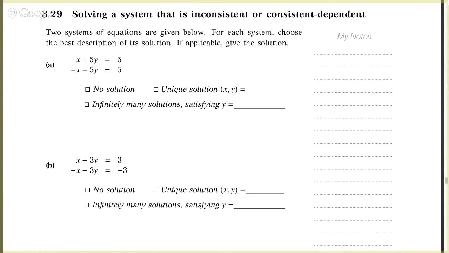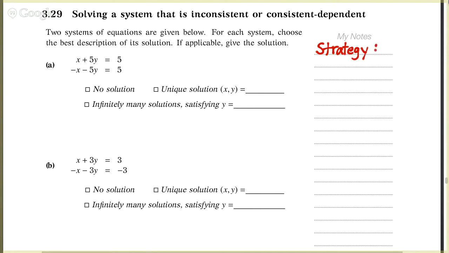So here the statement of the problem is sort of cluing us in that there may be some weird things going on. It's saying solving a system that is inconsistent or consistent dependent. But of course, we're not always going to know that a system is one of these weird things when we start out. So what we need to do is develop a strategy that will give us those hints along the way. So here's the idea.